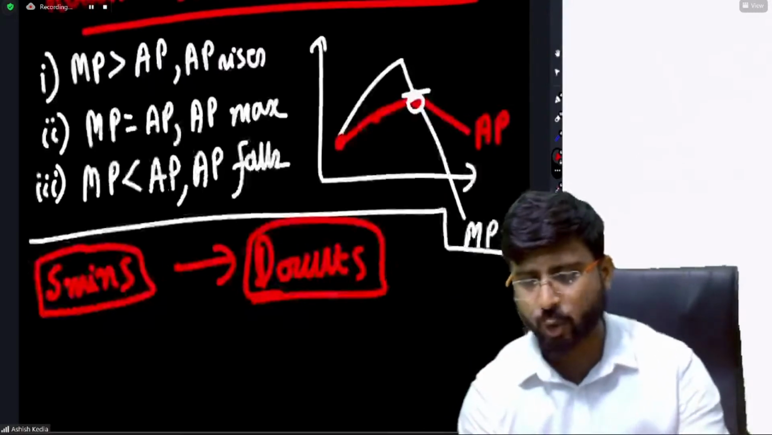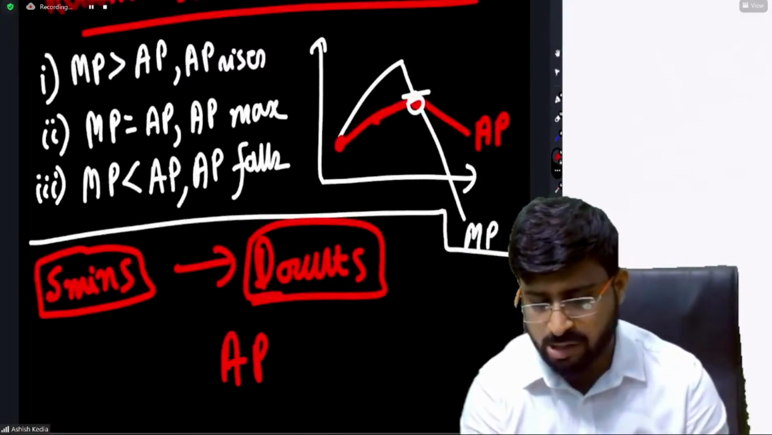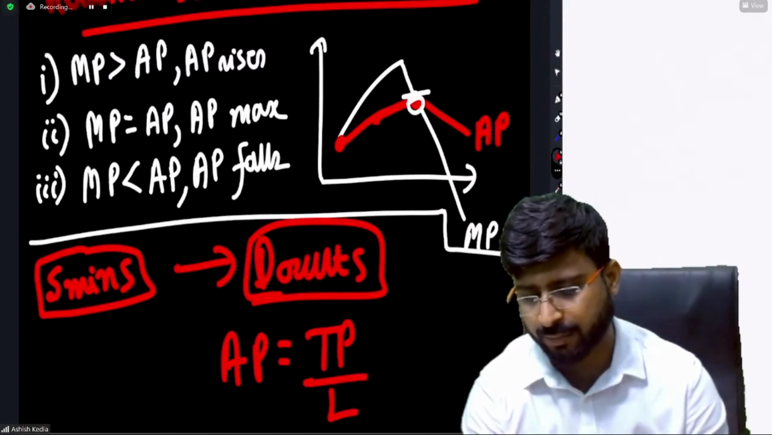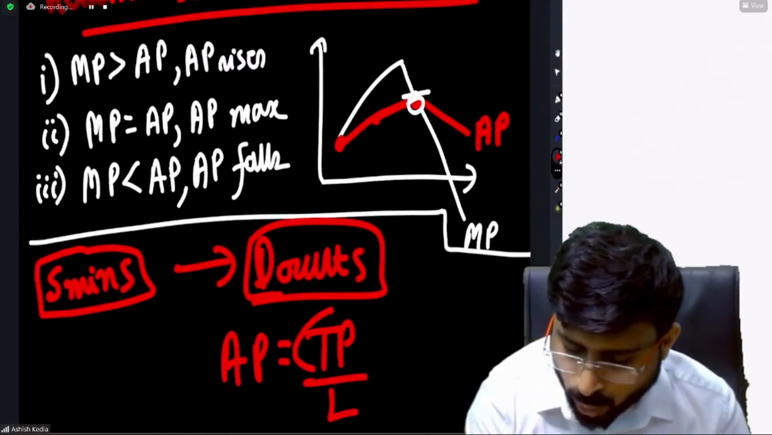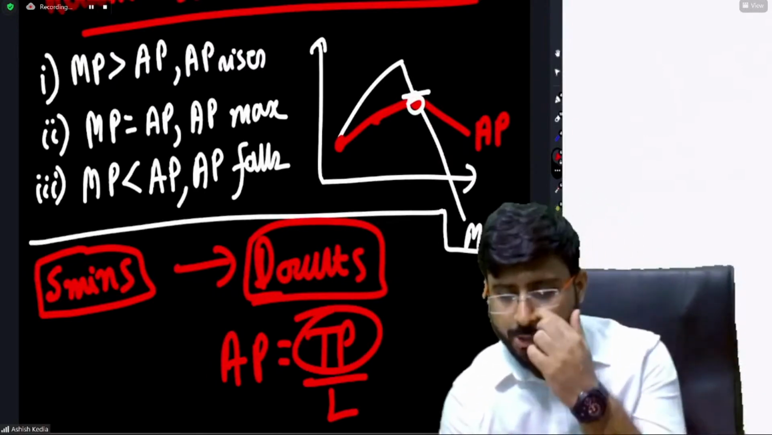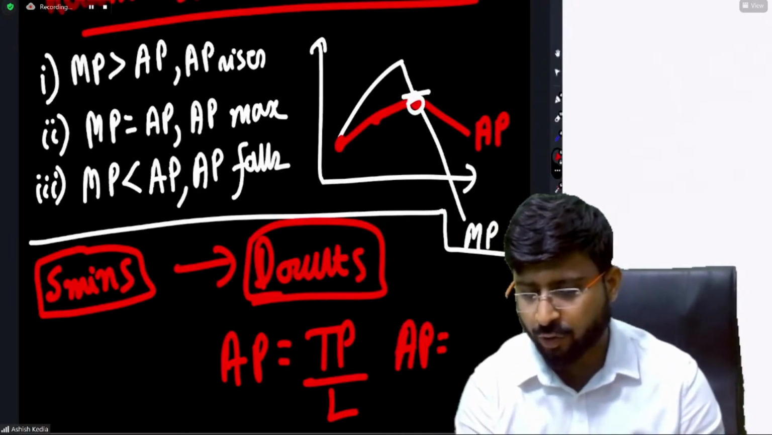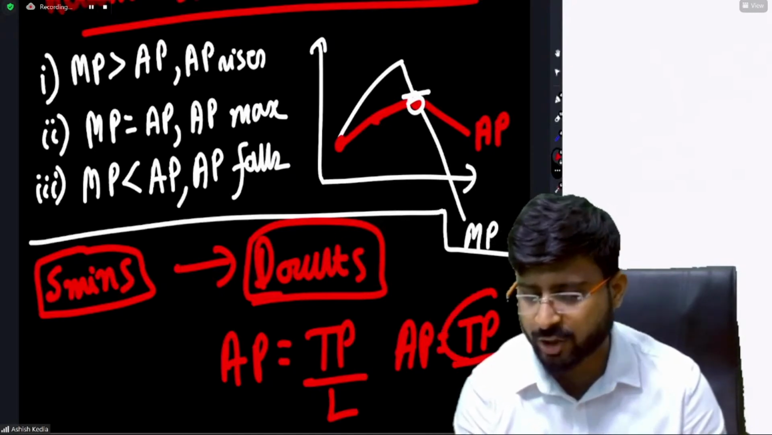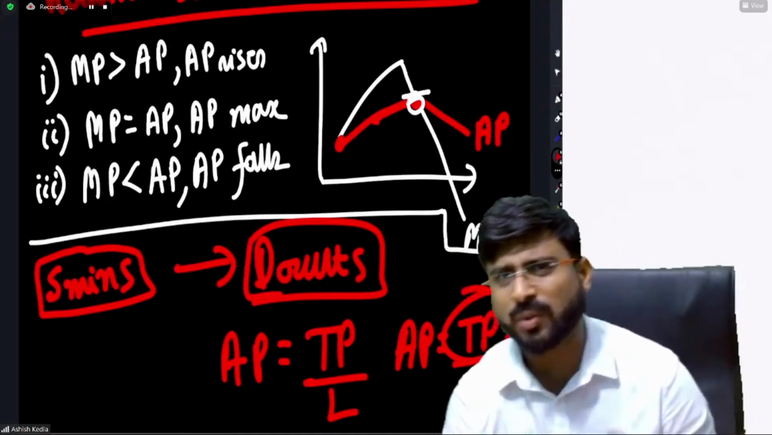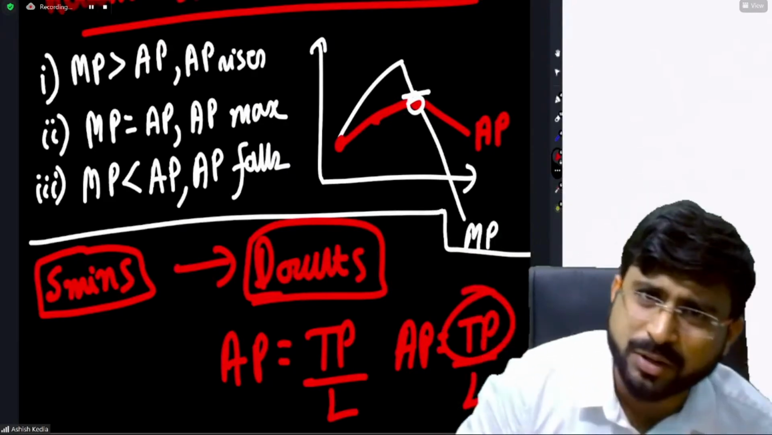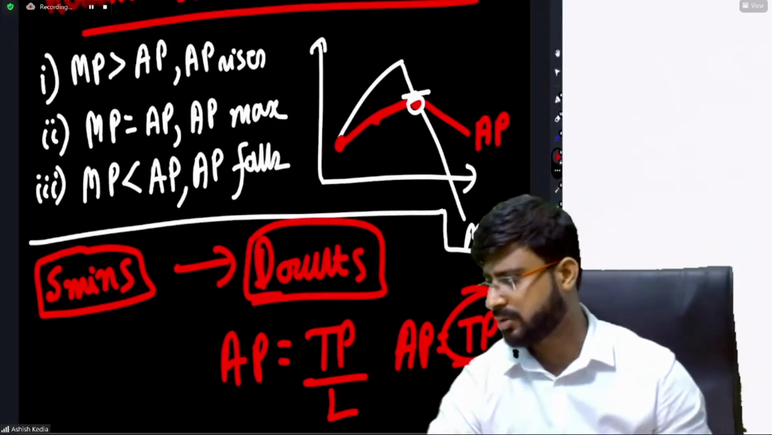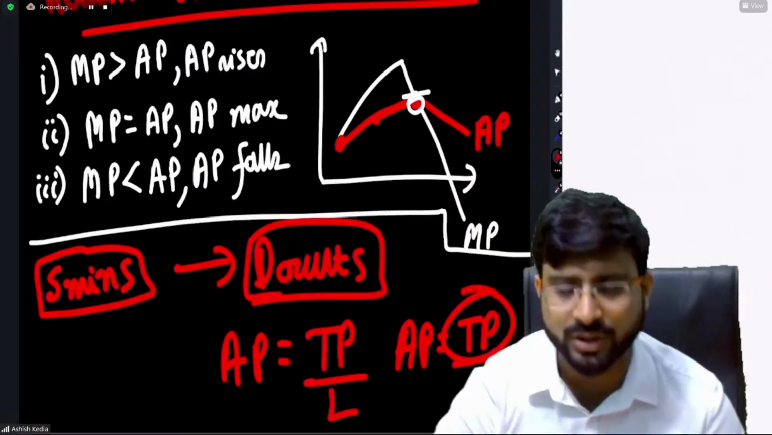Yes, AP is never zero because see, AP is what? Total product divided by labor. For AP to be zero, total product has to be zero. How come production is zero if labor is employed? Similarly, for AP to be negative, production has to be negative. Is it logical to say production is negative? Can production be negative? Definitely not. So you get your answer, dear student.